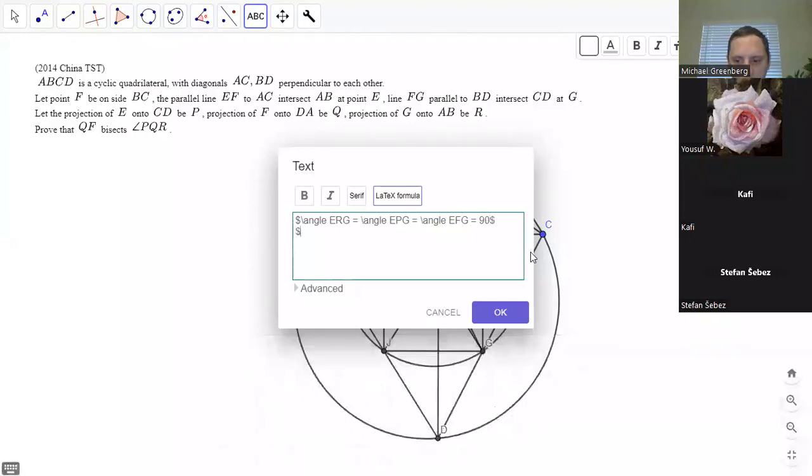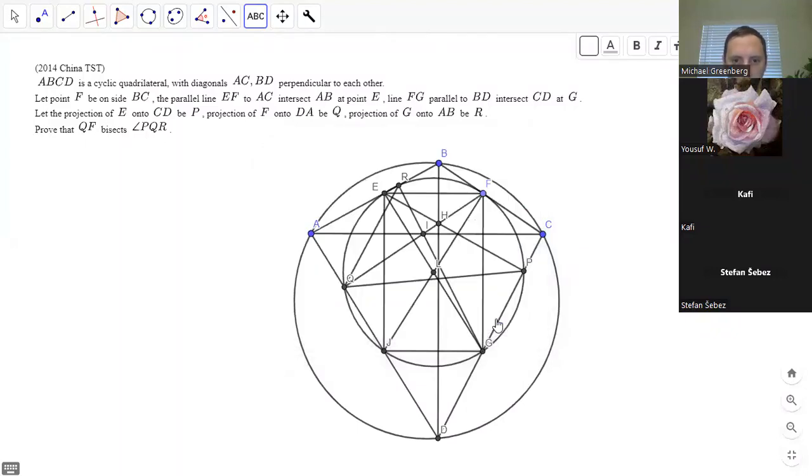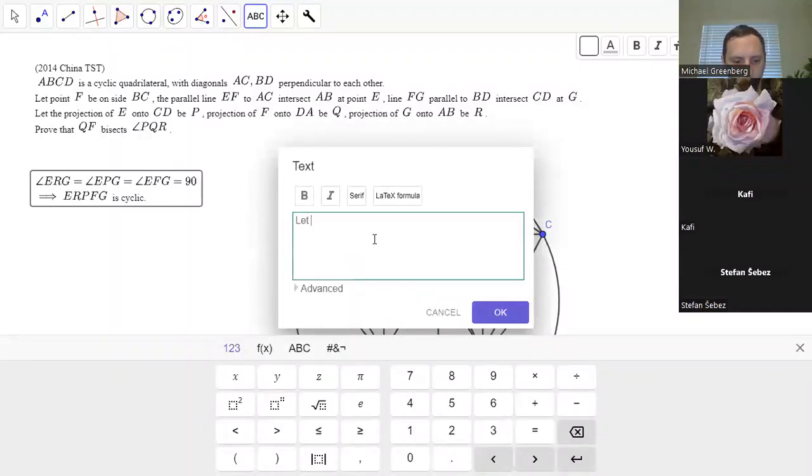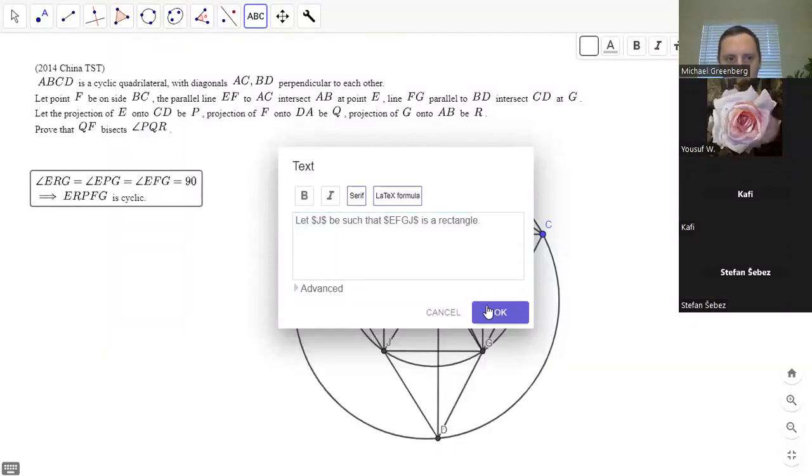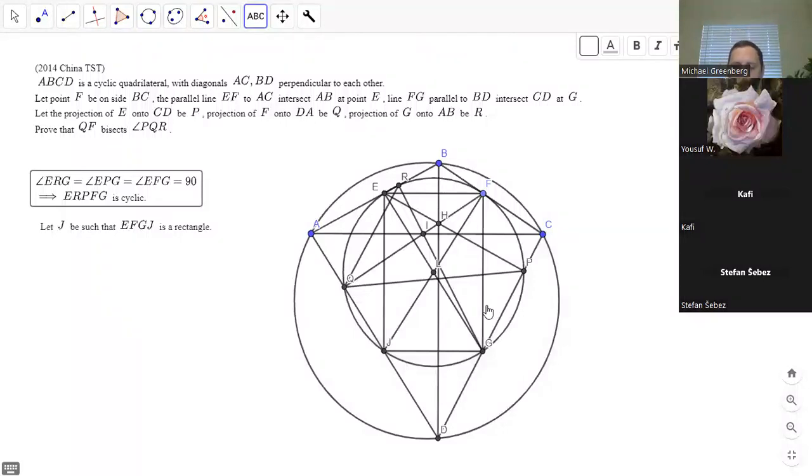And so that implies ERPFG is cyclic. Then we're going to want to let J be the point so that EFGJ is a rectangle. Then we're first going to want to show J lies on AP. And that should be easy by the parallels, I would assume.